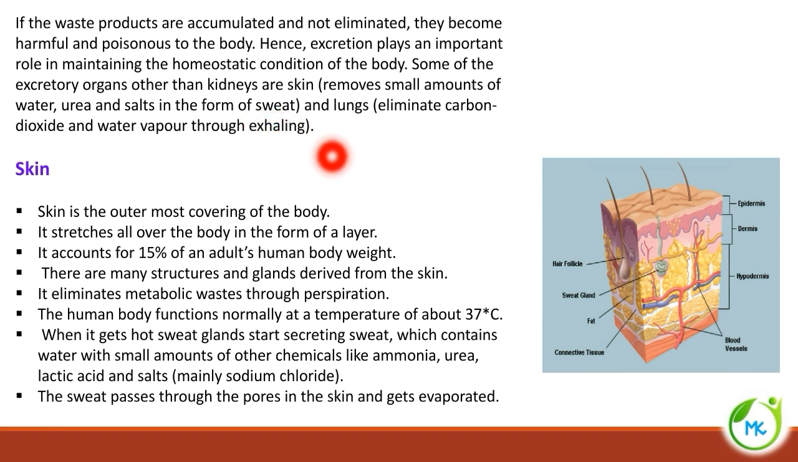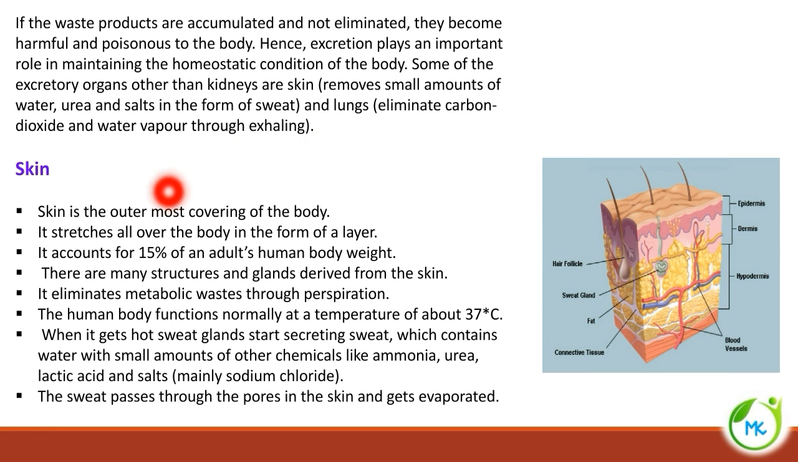The other excretory organ other than the kidney, besides the skin, is the lung. The lungs eliminate carbon dioxide and water vapor through exhaling. In breathing, you have both inhaling and exhaling. Inhaling is taking in air, and exhaling means passing out air from the lungs. As a result of exhaling, carbon dioxide, which is a waste product of the respiration process, is sent out, eliminated by means of the lungs.